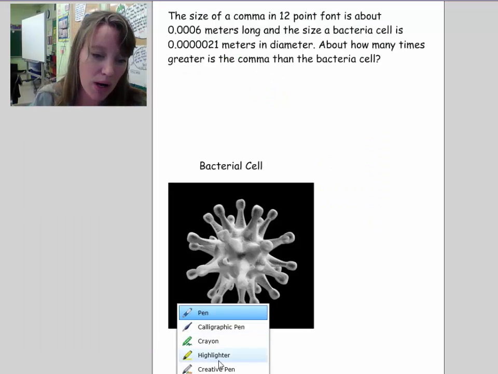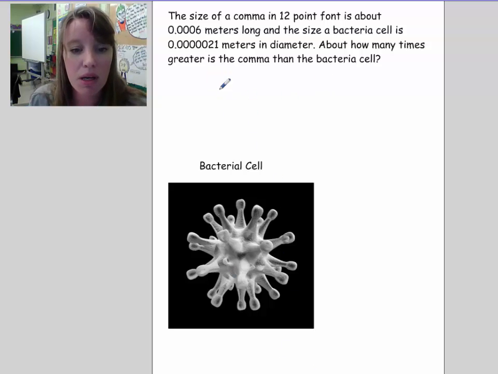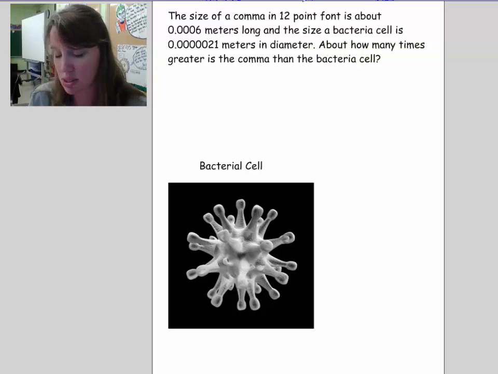Okay, let's deal with some more how many times greater problems. So if we have two numbers here that use negative powers of 10 in order to express them in scientific notation, let's try to compare them. The size of a comma in a 12-point font is about 0.0006 meters long. And the size of a bacteria cell, like the one you see pictured here, is 0.000021 meters in diameter. How many times greater is the comma than the bacteria cell?